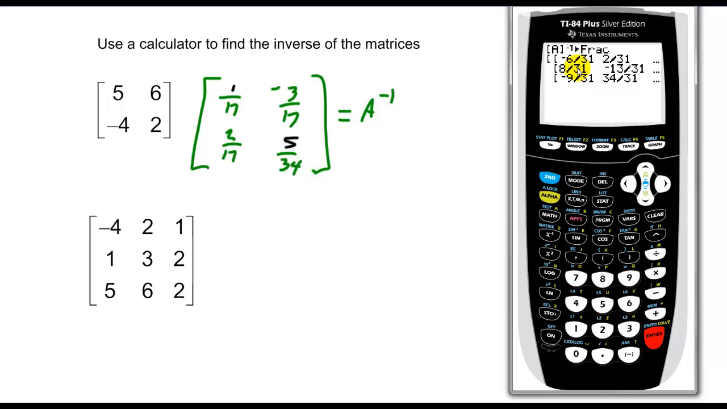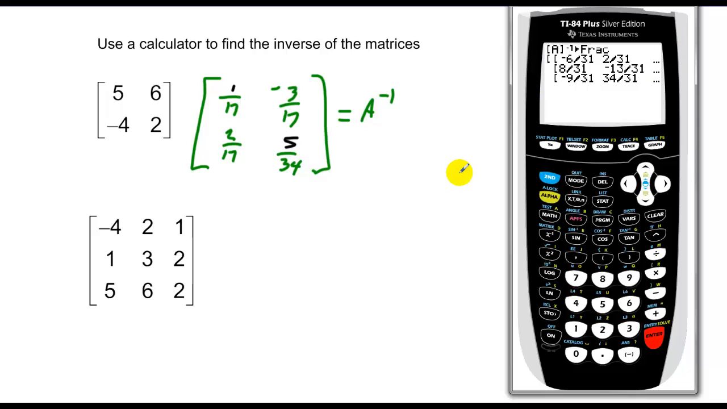So you'll notice my first row, second row, third row, and I should have a 3 by 3 in the end. I'm only seeing part of it. These dots over here indicate there's a whole other column over here, which I can get to in a minute.